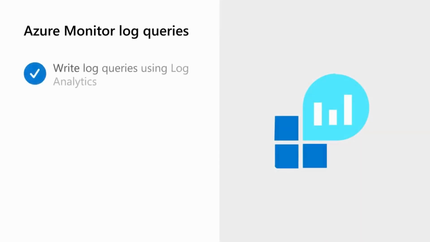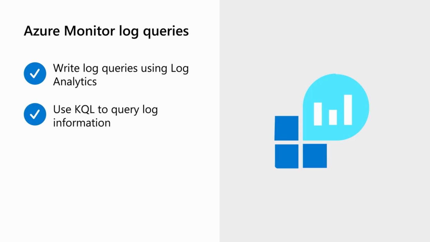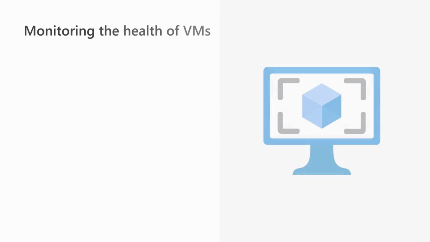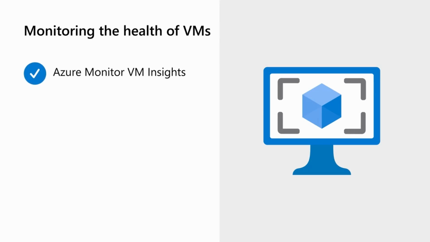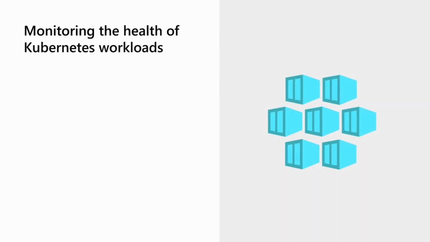You then learned to write Azure Monitor log queries using Log Analytics. You can use KQL to query log information for your services running in Azure. A Kusto query is a read-only request to process data and return results. Next, you learned to monitor the health and performance of your virtual machines, VMs, and VMs at scale using Azure Monitor VM Insights. You also learned to monitor the health and performance of your Kubernetes workloads at scale using Azure Monitor Container Insights.